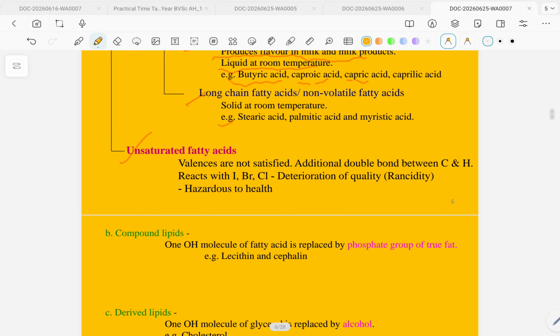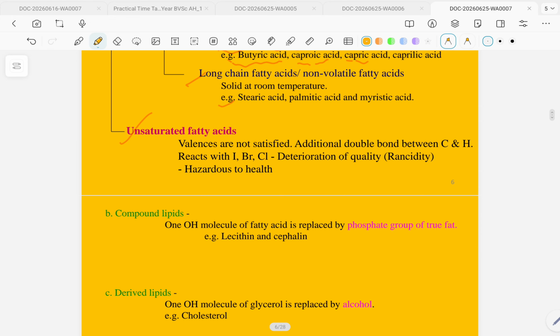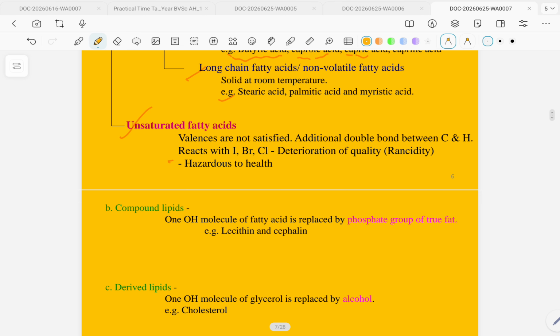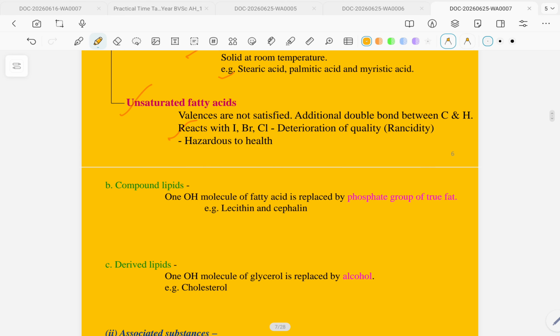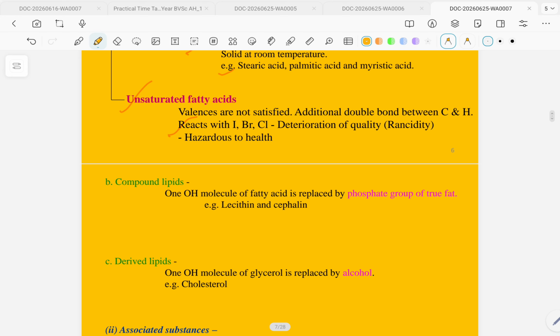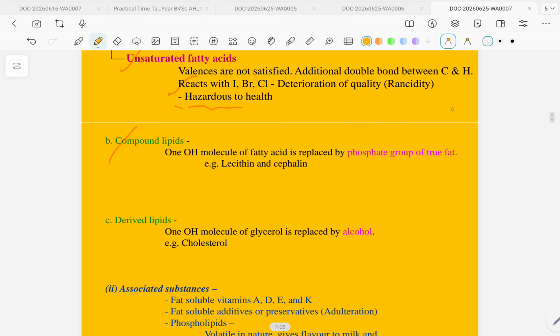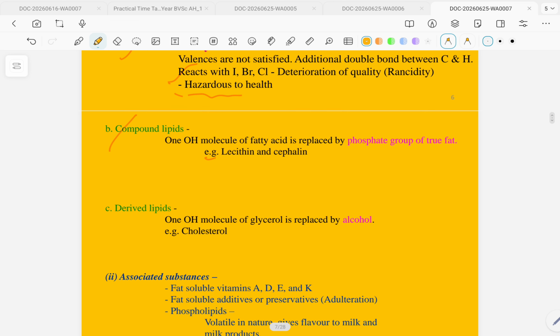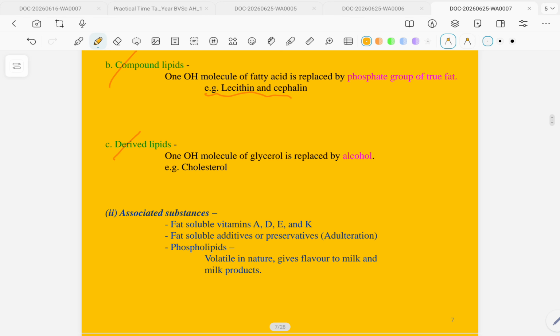Unsaturated fatty acids: valences are not satisfied, with an additional double bond between carbons. They take up iodine, bromine, and chlorine. Deterioration of quality and density can be hazardous. Compound lipid: one hydroxyl molecule of fatty acid in true fat is replaced by a phosphate group, for example lecithin and cephalin. Derived lipid: one hydroxyl molecule of glycerol is replaced by alcohol, for example cholesterol.